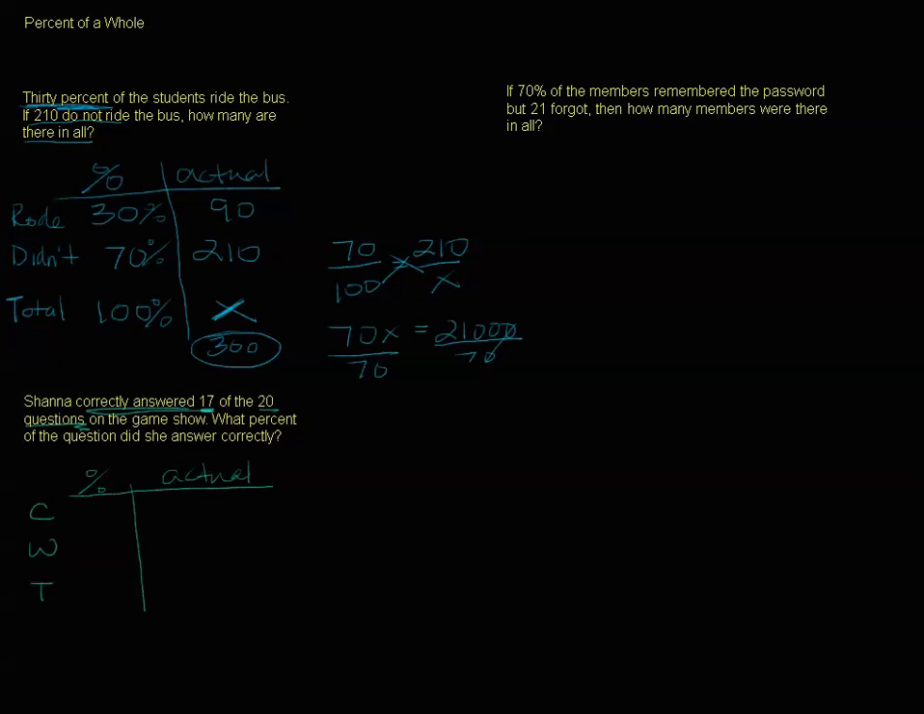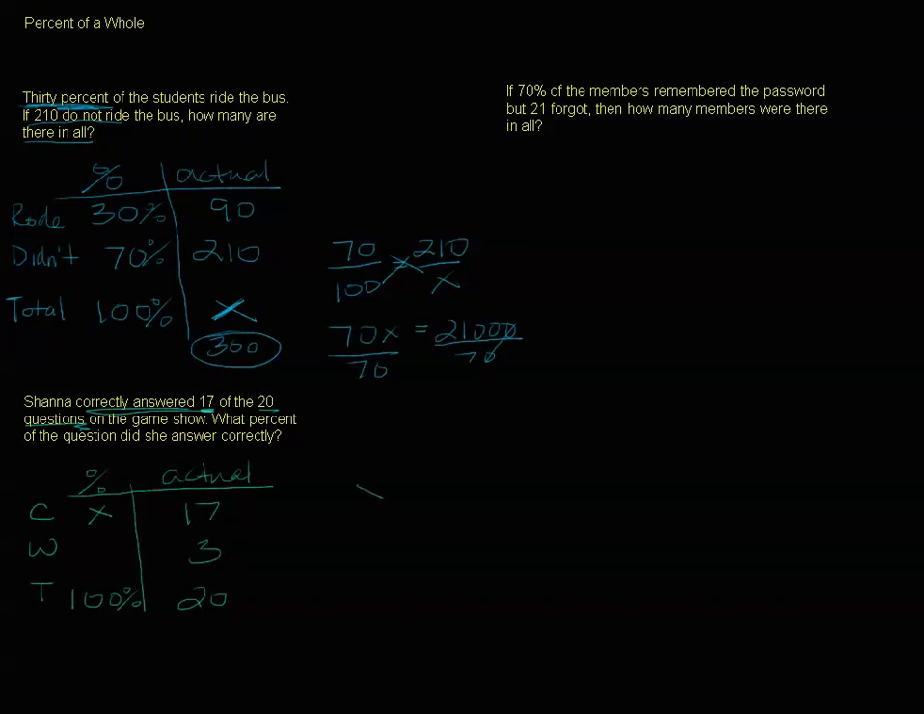She answered 17 correct out of the 20 total questions. We don't need to know this, but that means that she got 3 wrong, because these have to equal the total. What percent of the questions did she get correct? We know that this has to be 100%, so we need to know this right here. We did not need this 3, but I just wanted to show you this, and these percents have to equal 100.